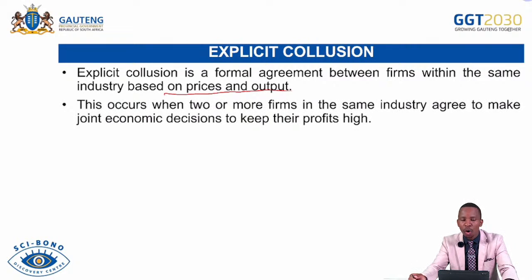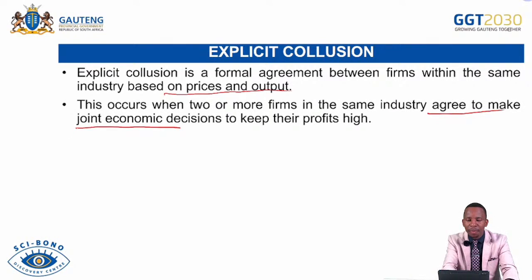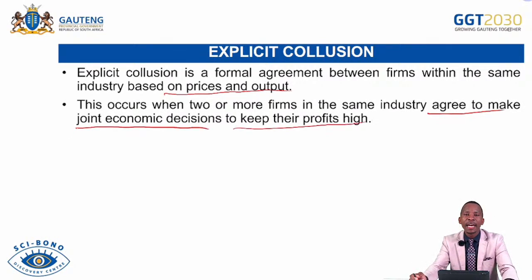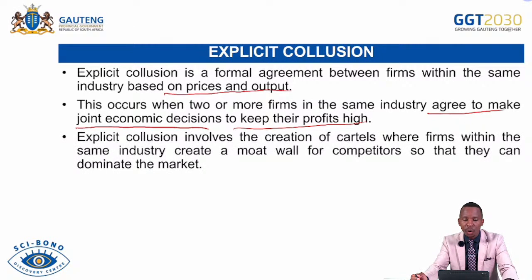This occurs when two or more firms in the same industry agree to make joint economic decisions to keep their profits high. So that's when firms make a common decision or a joint decision through discussions to keep their profits very, very high. Explicit collusion involves the creation of cartels. So for explicit collusion to occur, it's always easy if firms are having cartels.